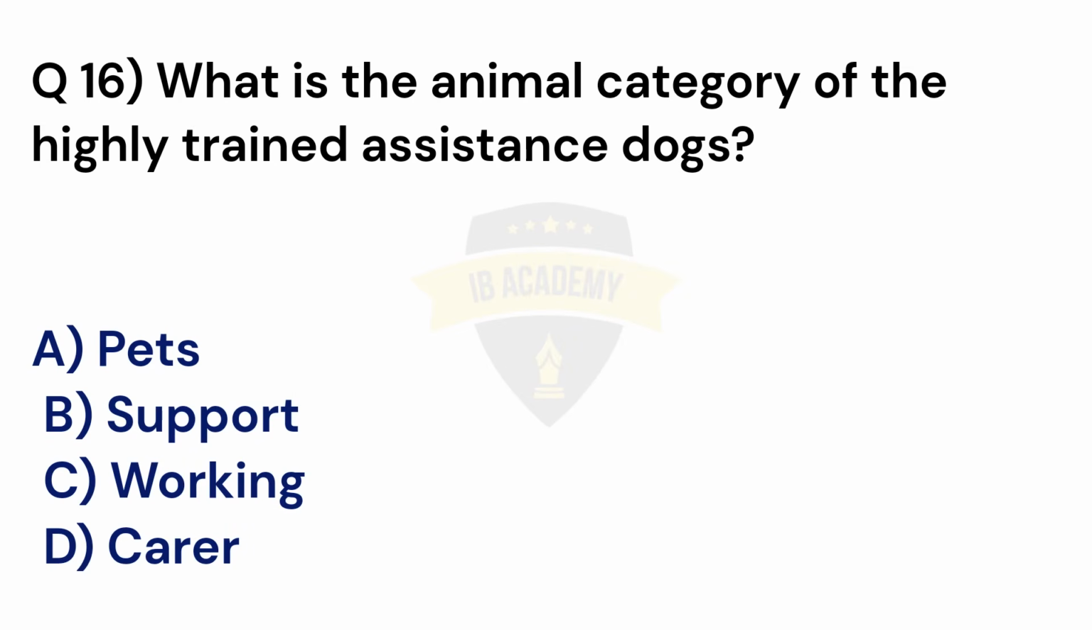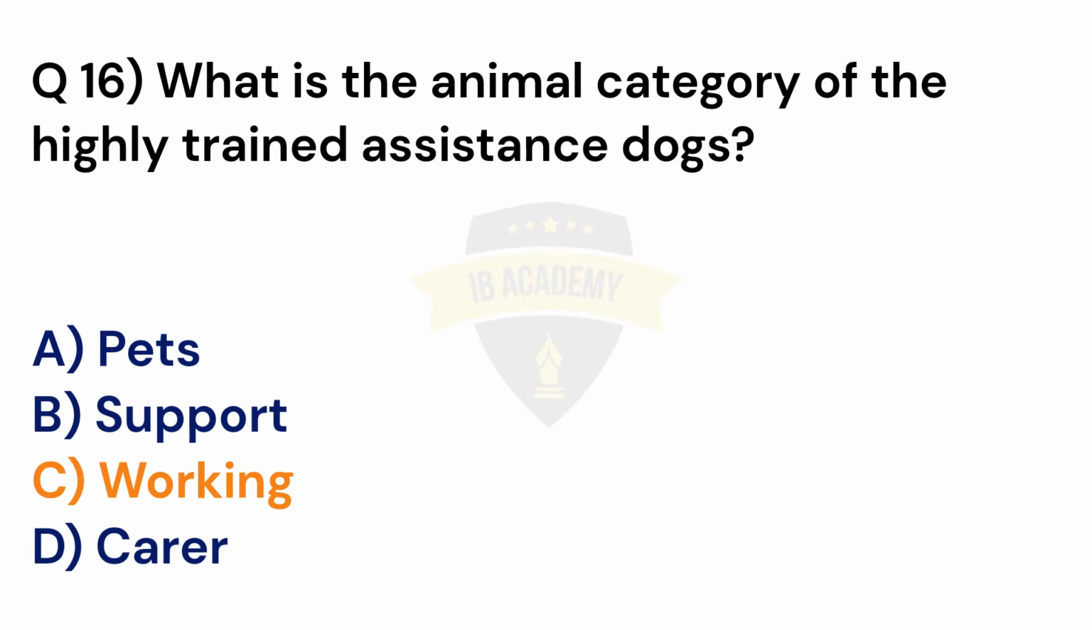Question 16. What is the animal category of the highly trained assistance dogs? Option A. Pets. Option B. Support. Option C. Working. Option D. Carer. The correct answer is option C. Assistance dogs are highly trained working animals, so should not be treated like pets.